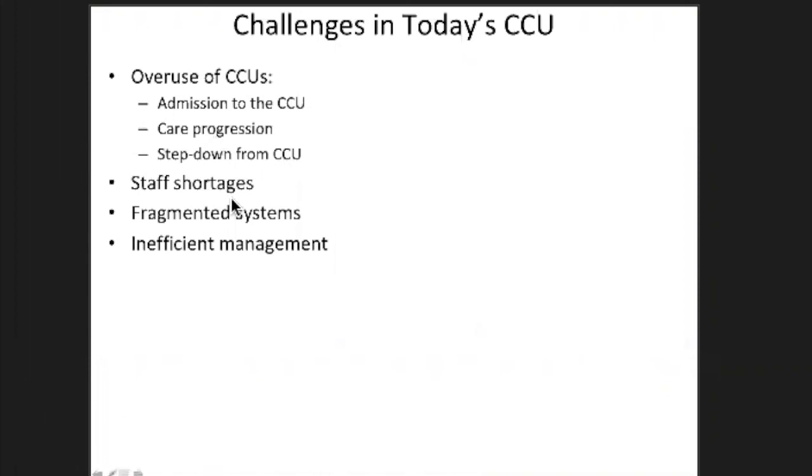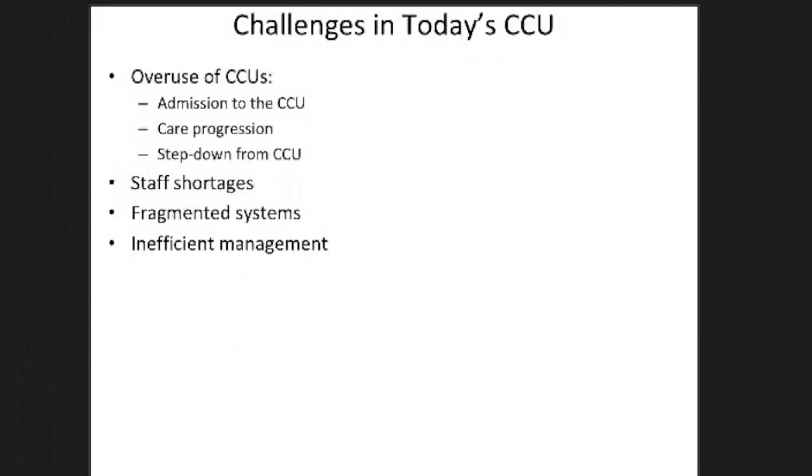There is a care progression issue there. There is also step down from CCU. Many times that happens with critical care unit as well. You have staff shortages. The systems in place in critical care units, with different systems that they have to work with, there's a lot of fragmentation and lack of integration, and that creates challenges across these different systems. And then there's inefficient management, which is another challenge with the critical care units. So those are some big challenges.